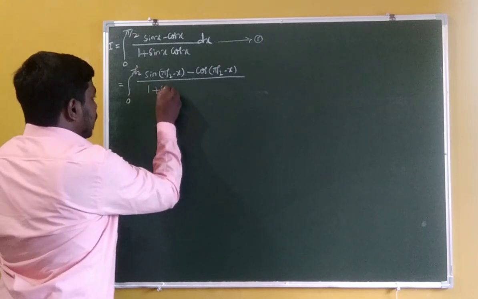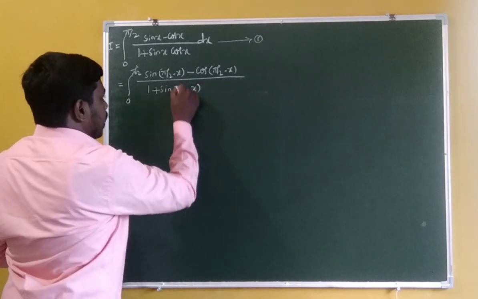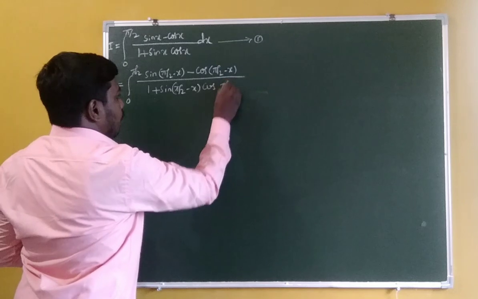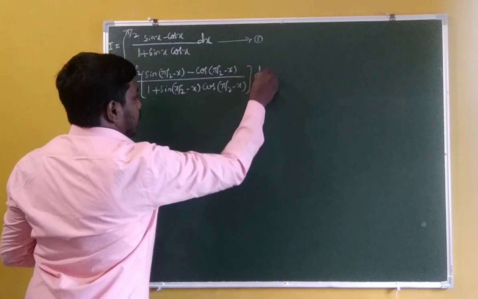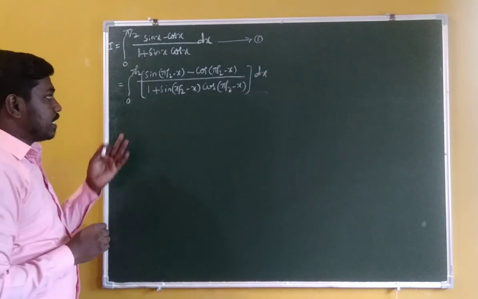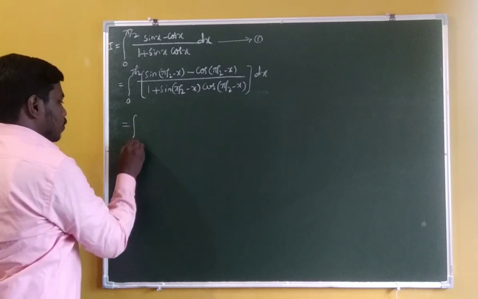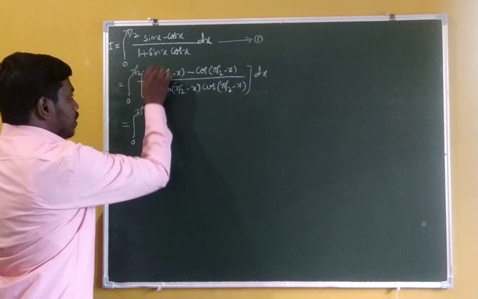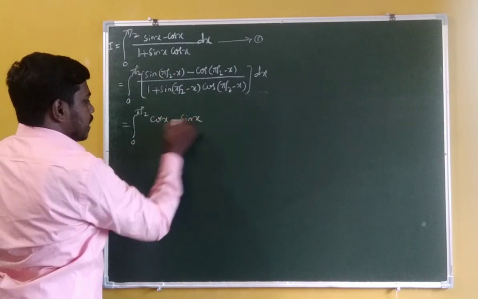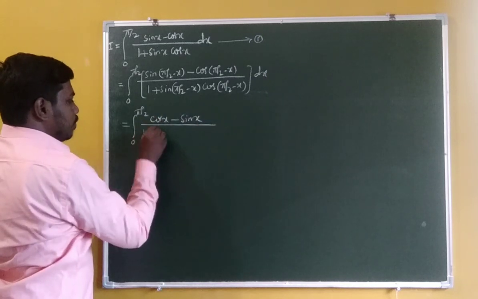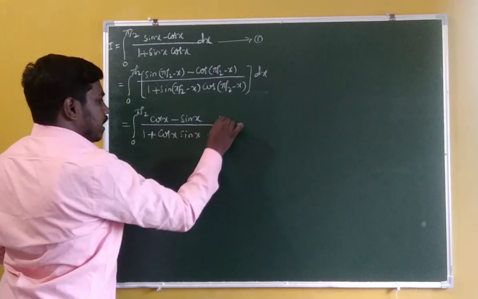So, 1 plus sin of (pi by 2 minus x) into cos of (pi by 2 minus x), into dx. We know that sin of (pi by 2 minus x) is cos x, and cos of (pi by 2 minus x) is sin x. So from 0 to pi by 2, this becomes (cos x minus sin x) divided by (1 plus cos x sin x) dx.